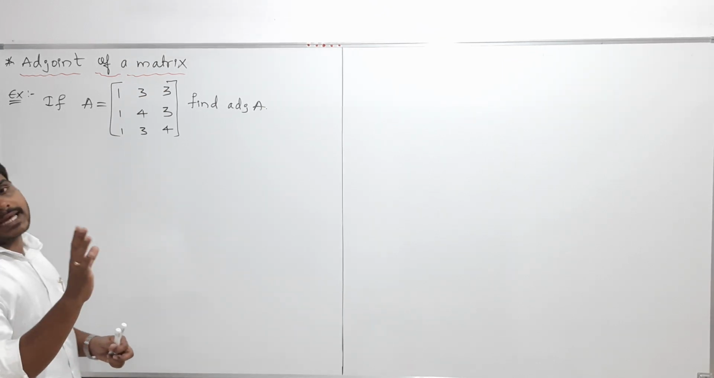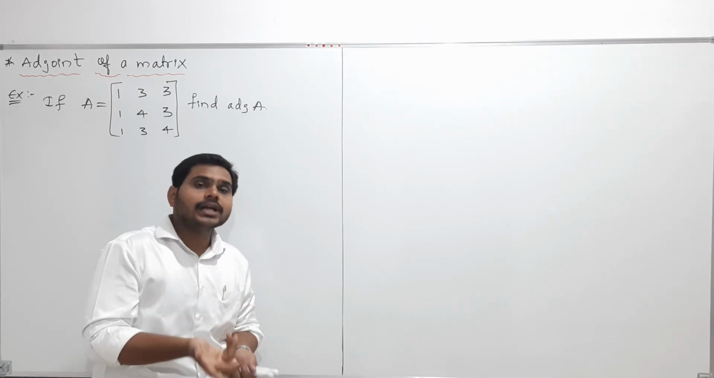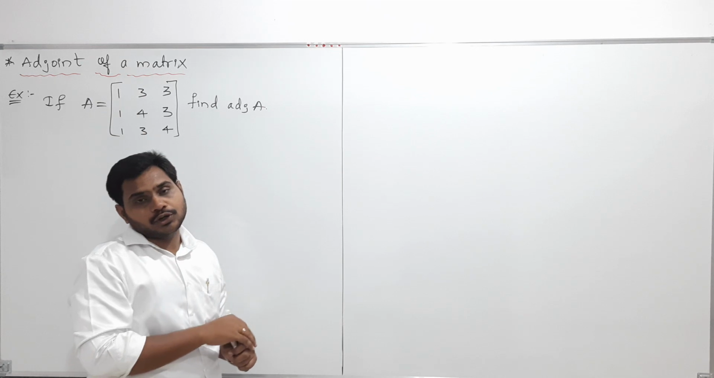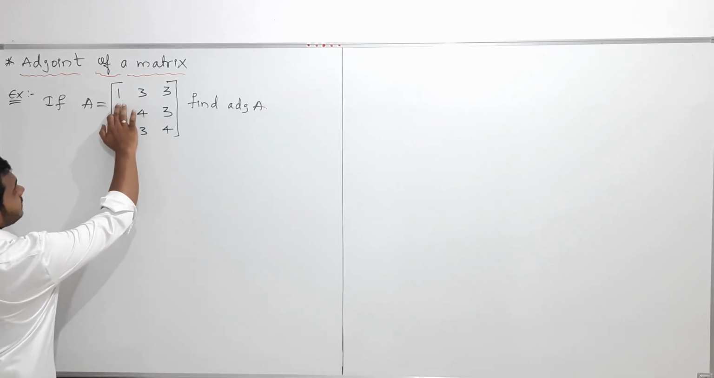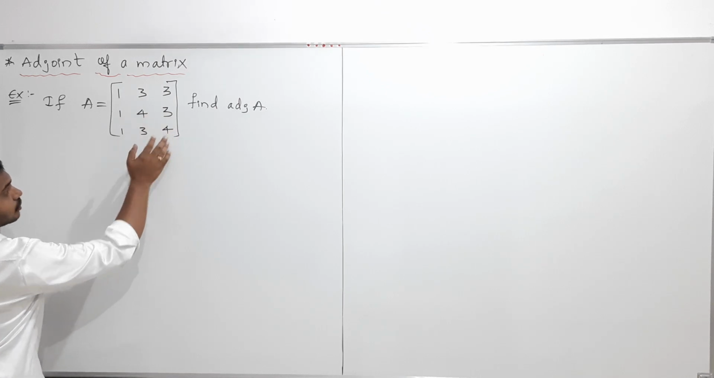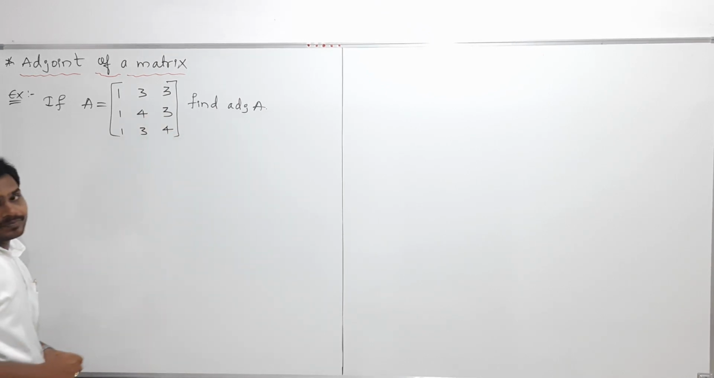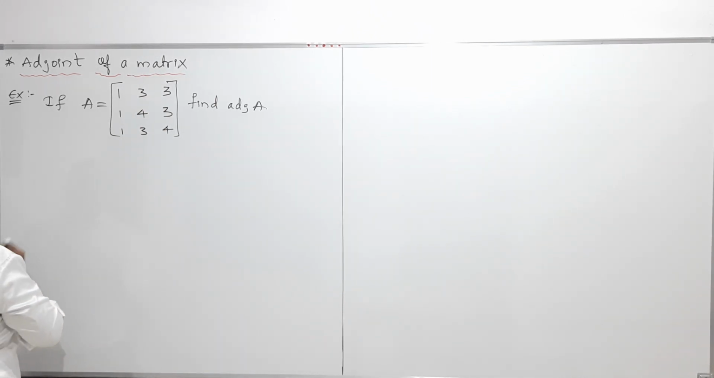The process is the same. Whatever I discussed in the previous videos or in the previous problem, the same procedure I am going to follow here. We should calculate each element's cofactor and then take the transpose of that. That will give you the adjoint of A. Yes, clear? So my dear students, I'll write here.